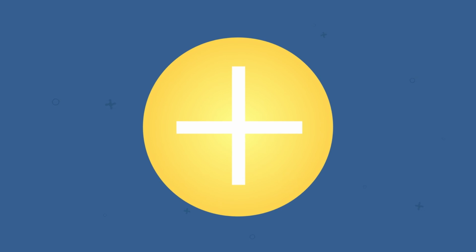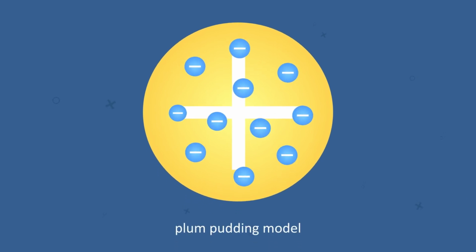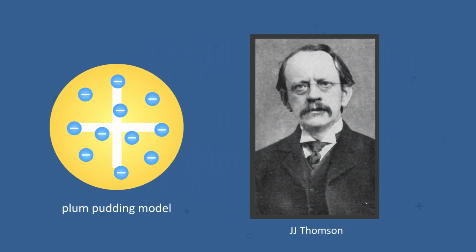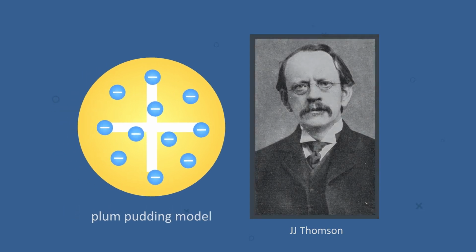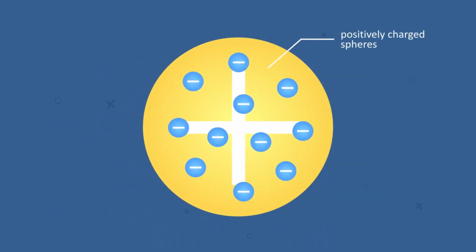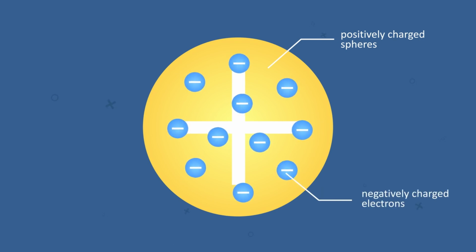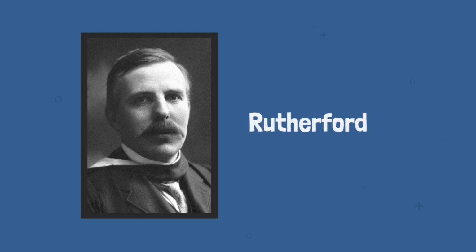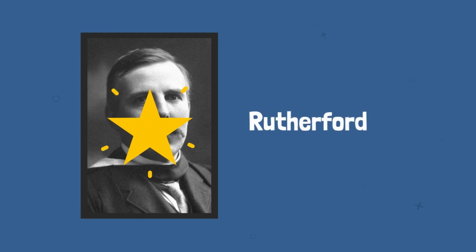Before Rutherford's famous gold foil experiment, scientists widely believed in the plum pudding model of atoms, proposed by the English physicist Sir J.J. Thomson in the early 20th century. According to this model, atoms are positively charged spheres and negatively charged electrons are embedded in them to balance out the total positive charge. The New Zealand-born physicist Ernest Rutherford designed an experiment to test out the plum pudding model.